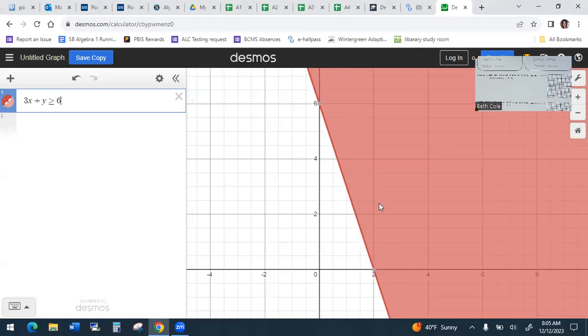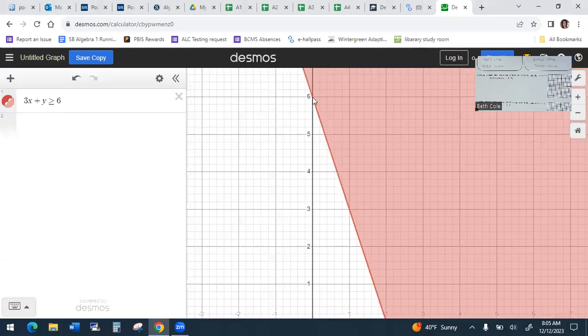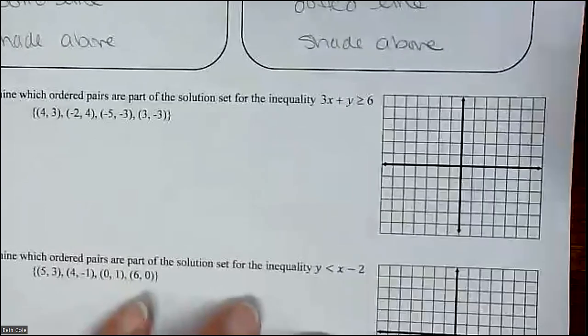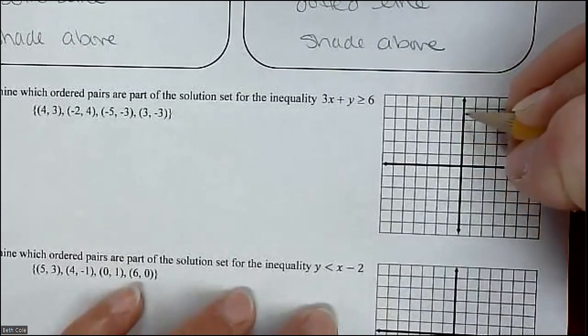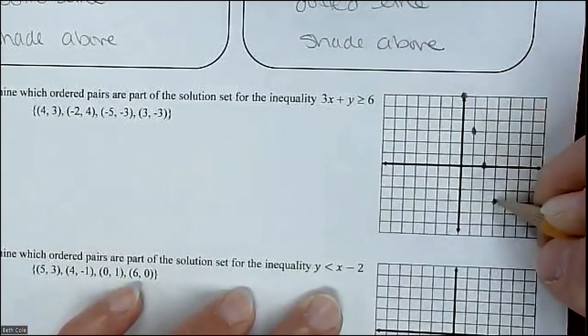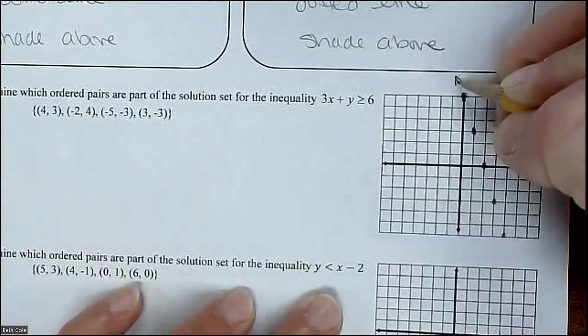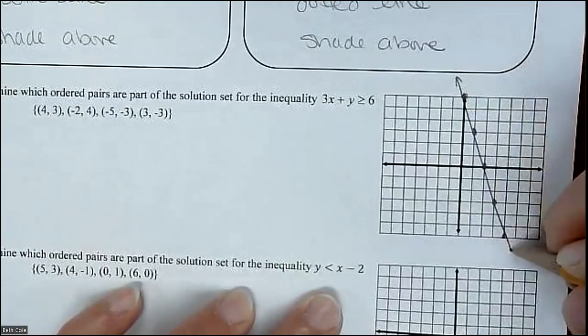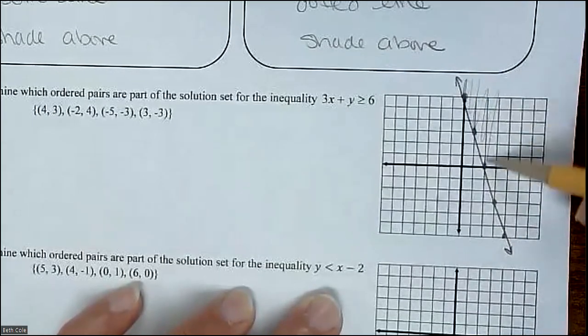But I just need some pretty points to plot on here. So it's starting at 0, 6. Looks like it goes down 3 over 1, down 3 over 1. Solid line because of the equal to. And we're shading this side of it. So I'm just going to go ahead and put that on my paper. 5, 6. So right up at the top, it was down 3 over 1. So I'm just going to put in some points. Solid line. And we're shading above it.